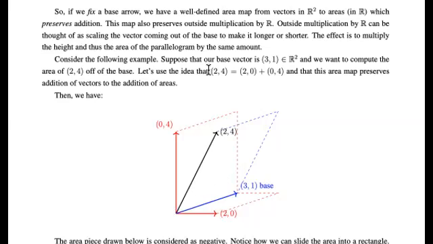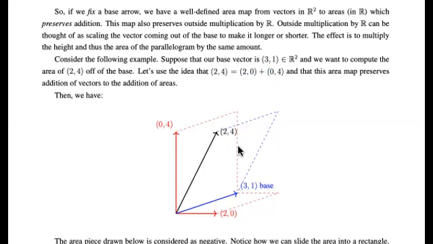So let's take the vector 2, 4 and split it up into two parts that add together to equal it, 2, 0 and 0, 4. See this 2, 0 and 0, 4. Notice that 2, 0 is below the base and 0, 4 is above it. So all we have to do is find the area of this piece and subtract the area of that piece, and it should be the area of this one.